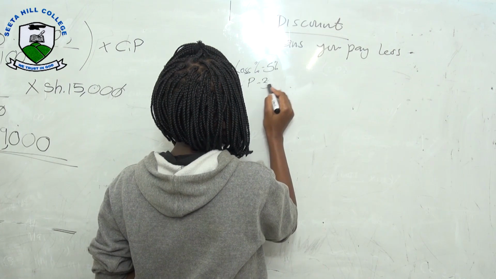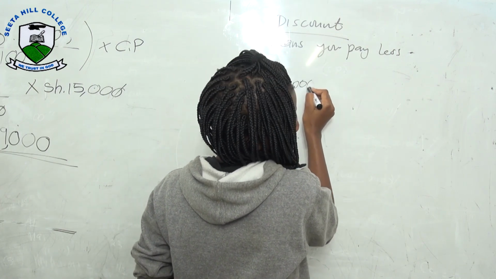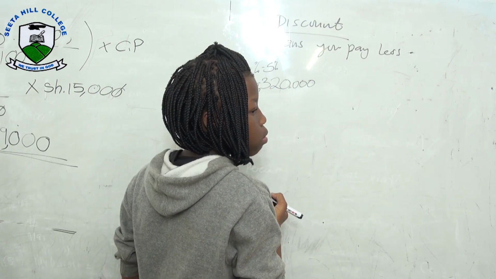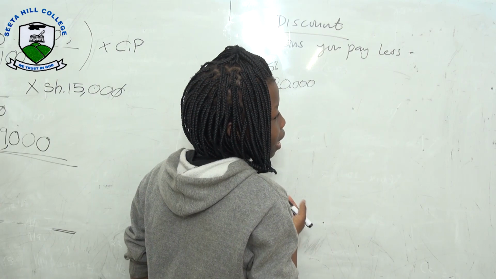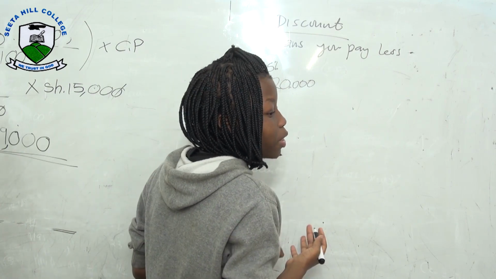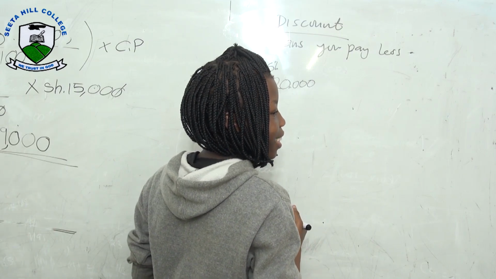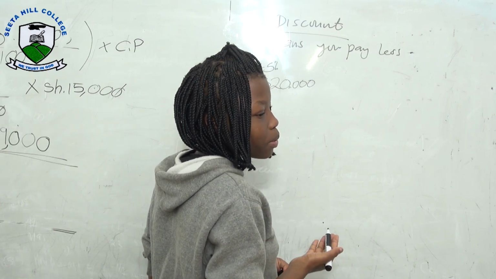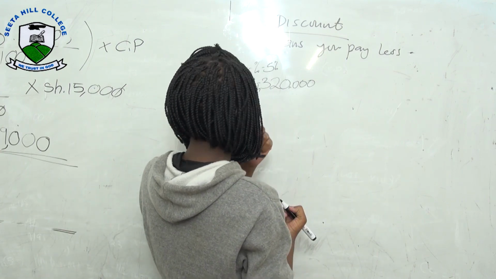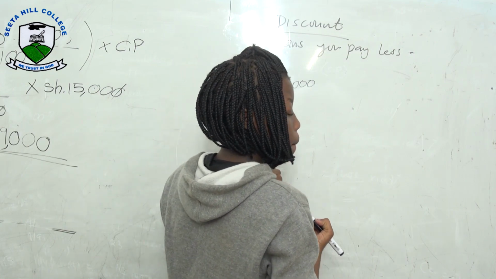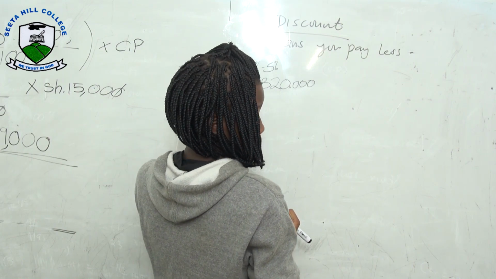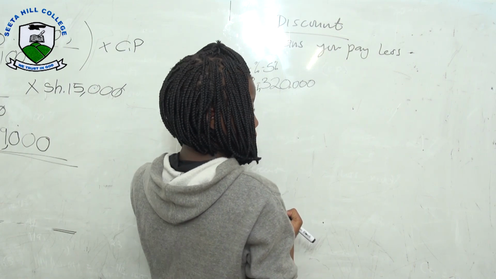Selling price is 320. The marked price of the TV, meaning the selling price. Please repeat the question. Amina bought a television set at a discount of 5%. The marked price of the television set was 320,000 shillings. How much did she buy the television?